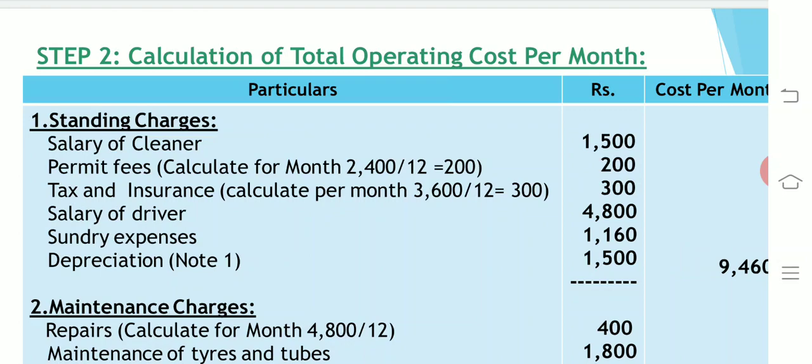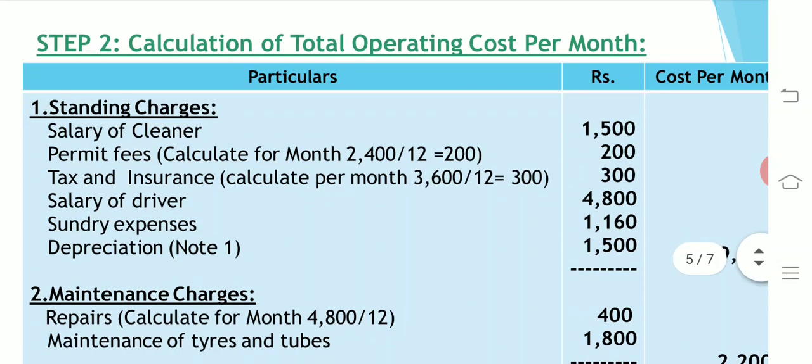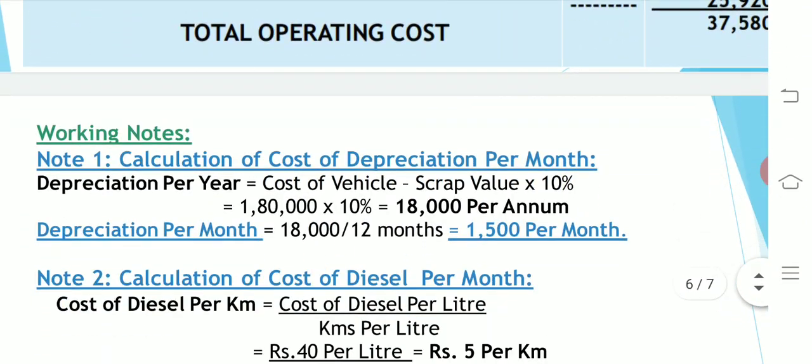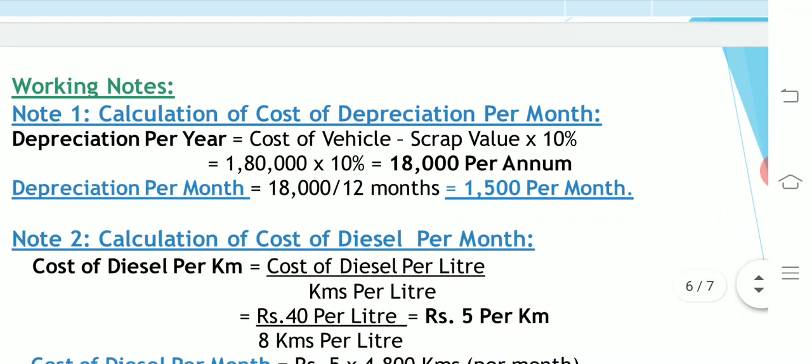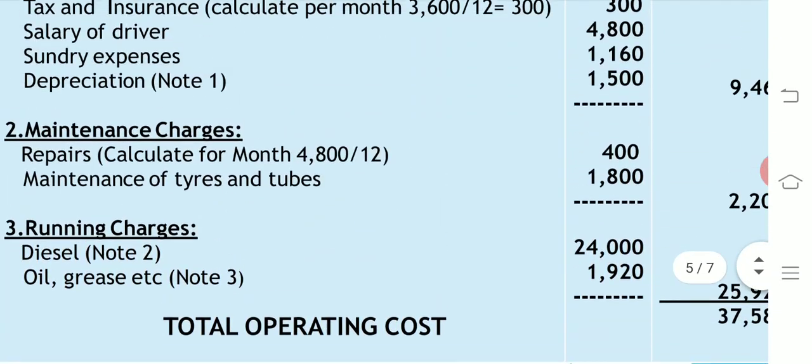Depreciation, in the note we will calculate. For depreciation we have the information cost of tempo and depreciation percentage. First we will find the depreciation per year: cost of vehicle minus scrap value, if there is any, into 10%. The cost of vehicle is 1,80,000. There is no scrap value, so into 10%, that is equal to 18,000 per annum. Depreciation per annum is 18,000, so 18,000 divided by 12 months is rupees 1,500 per month.